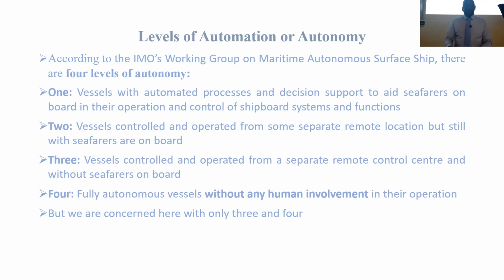Then level 3 and level 4 are what we are concerned with here. In level 3, there is a remote control center, which could be located on the land or on the sea, and then there is the vessel. But the vessel now does not have any human being on board. So it raises a lot of questions. Then you have level 4, which is fully autonomous vessels, just like driverless cars. So the vessel is on the sea and nobody is on it.